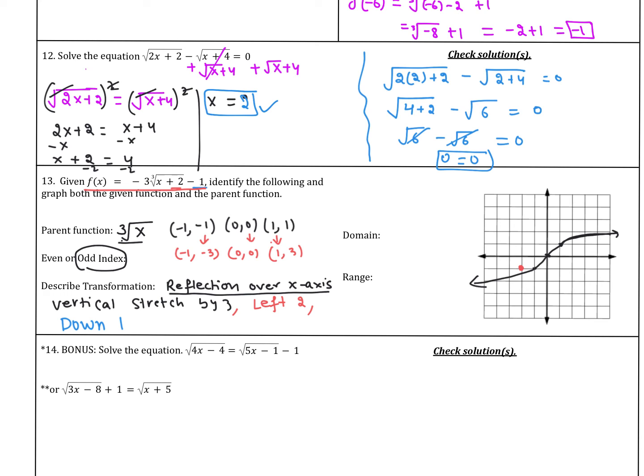So negative 1 comma 3, which means you're going to go down 3 instead of going down 1. So go over 1, 2, 3. This is going to be the point, and go over 1 and up 3. Now this is going to be a reflection, so instead of this direction it's going to go in this direction.